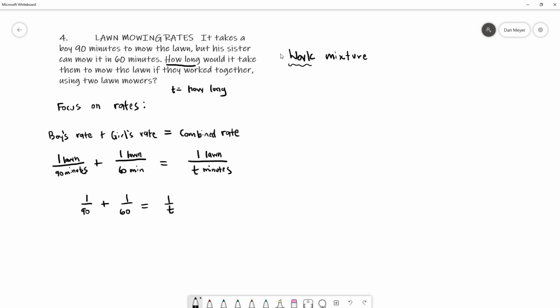Okay. Let's just go ahead and add these two fractions on my calculator. 1 divided by 90 plus 1 divided by 60, and my calculator gives me a decimal answer, and I'm going to use my calculator to spit back 1 over 36 is equal to 1 over t. And then when I cross multiply, I get t is equal to 36.